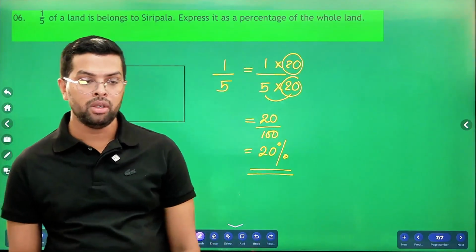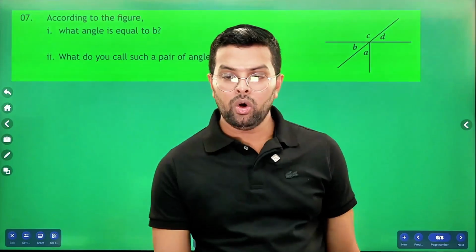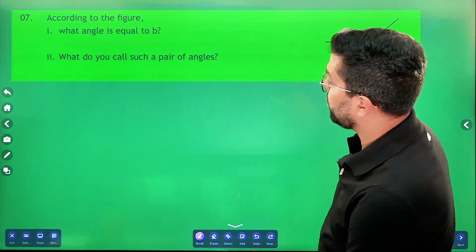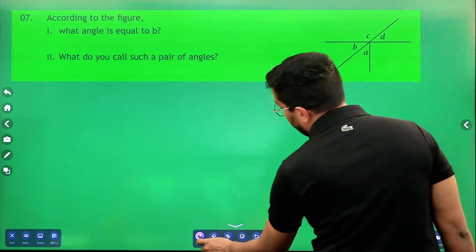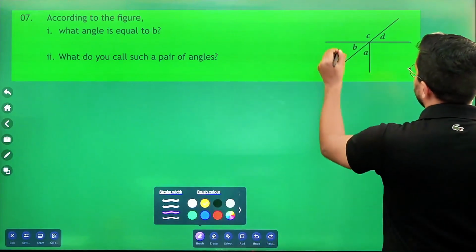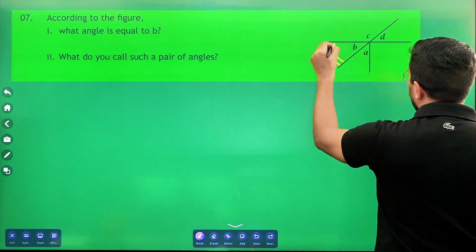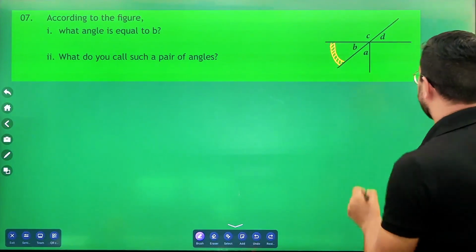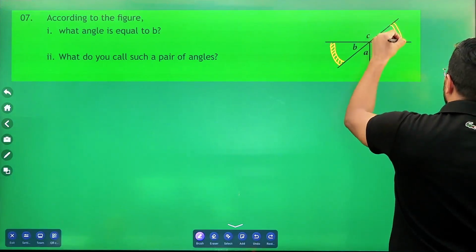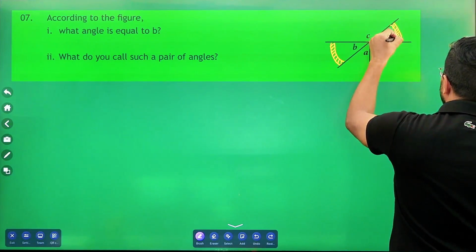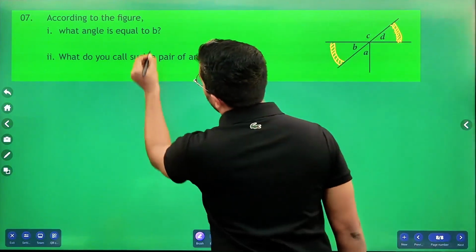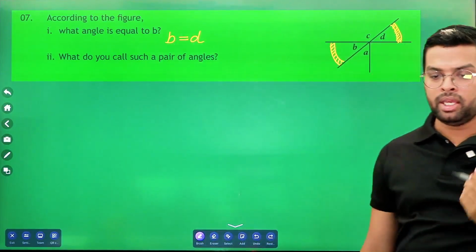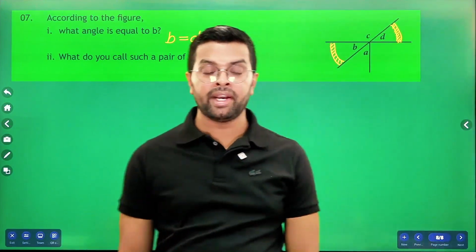Right, moving on, question number 7. According to the figure, what angle is equal to B? Let's consider this angle B. Can you tell me the answer? Yes, the magnitude of angle B is equal to the magnitude of angle D.